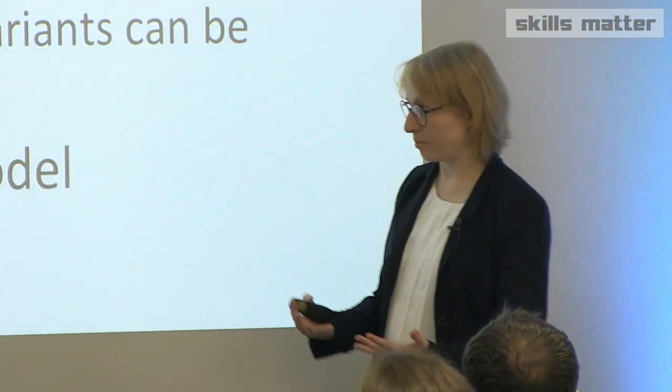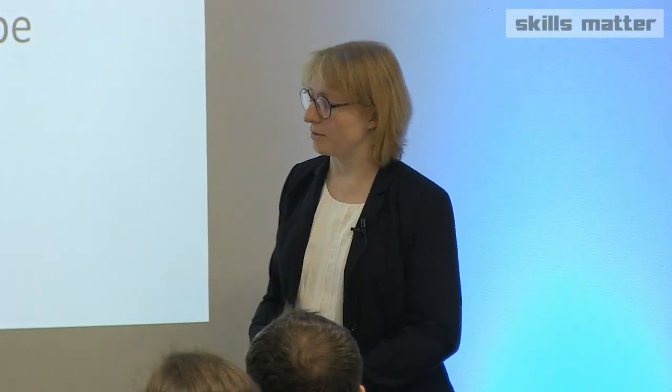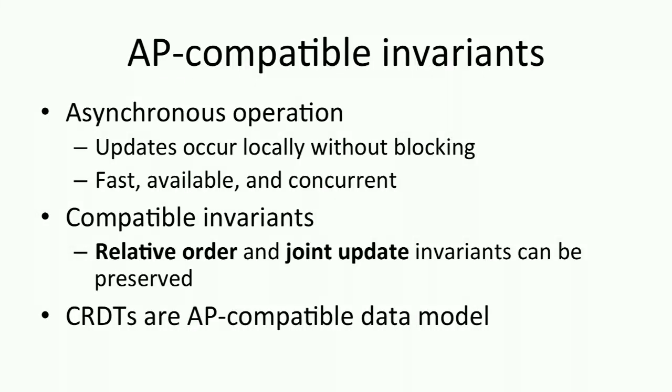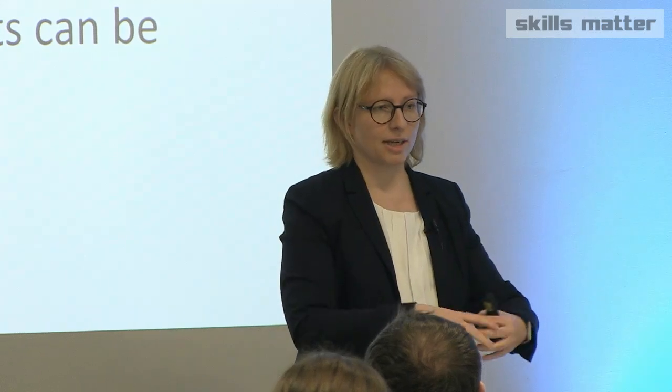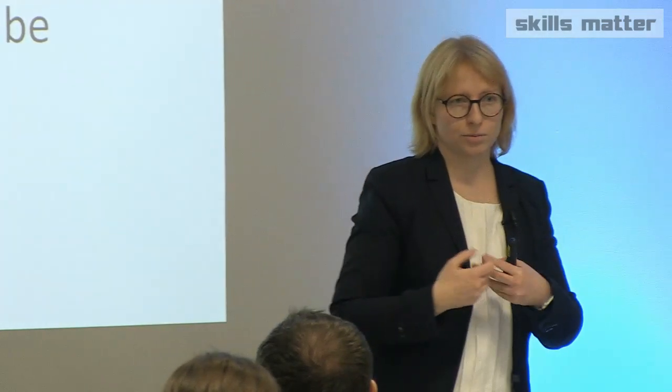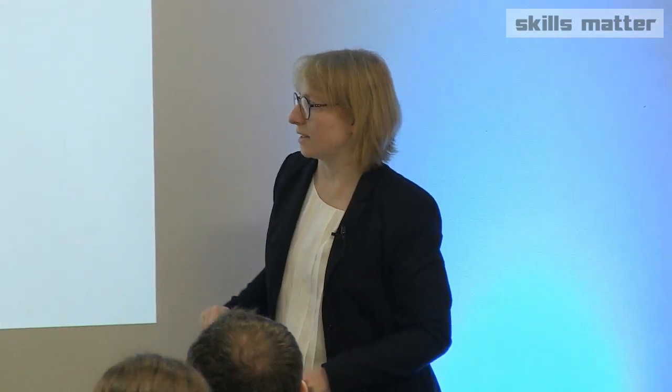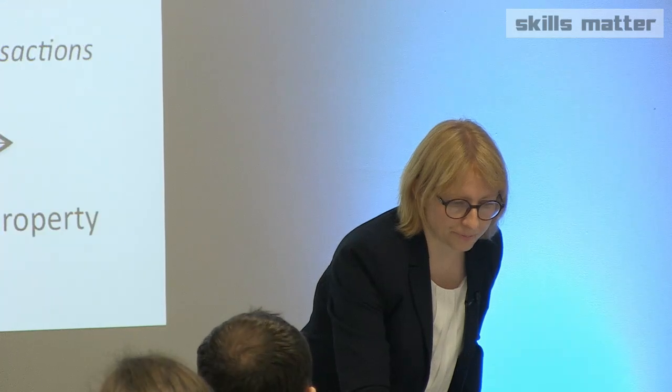Keeping relative order of updates is one of these invariants. So if I, for example, always want to make sure that one value is bigger than the other, and I'm only going to increment them, I have to increment x first, y second, in order to keep this invariant. I need to make sure that my updates arrive in exactly this order. Also, joint updates are AP compatible. If I just send some updates together and apply them in one blob atomically, this is where our form of transaction comes in, there are other invariants that can be preserved. And luckily, CRDTs are also an AP compatible data model that helps you to keep some of the invariants.